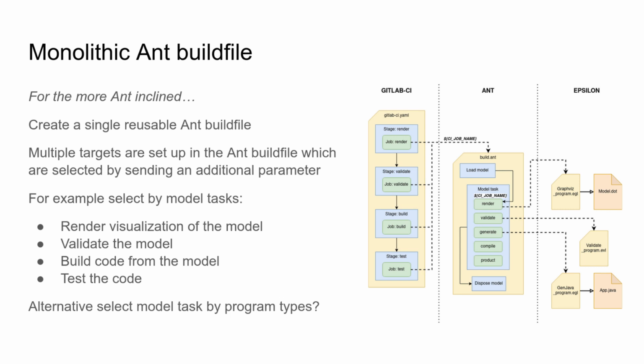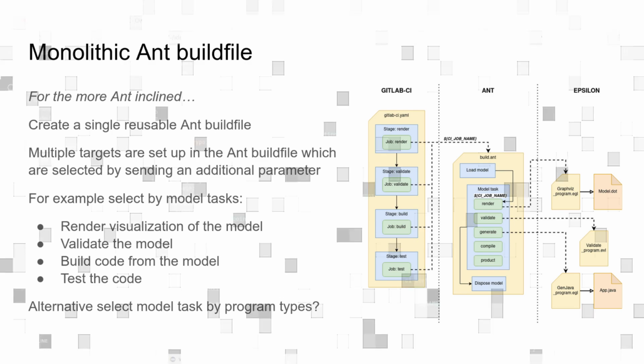In this example, we've set up an Ant build which will switch between a number of Epsilon programs based upon the CI job being executed. The name of the CI job is used to select a model task, which then has the parameters required to launch the relevant Epsilon program to perform its task, be this graph generation, validation, or Java generation. This is only one proposed way that you could switch between various tasks within Ant build.